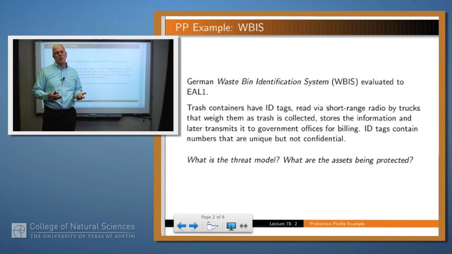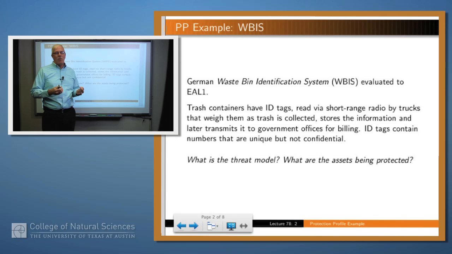Well, this is kind of an idiosyncratic example, but an interesting one. It's called the German waste bin identification system. And the idea, you wouldn't think of this ordinarily as a secure system, but it has some security aspect. So what's the idea? Someone wants to implement a system where you can embed identification tags in waste bins, trash cans, and then when the truck comes along and empties them, it weighs the bin and then collects that information, and so someone is charged on the basis of how much trash they've thrown away by weight.